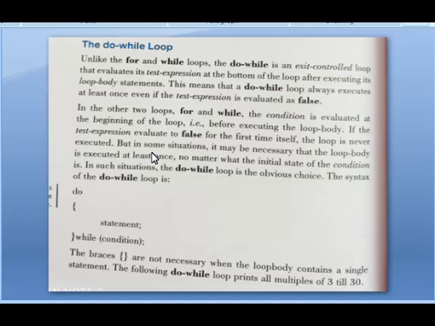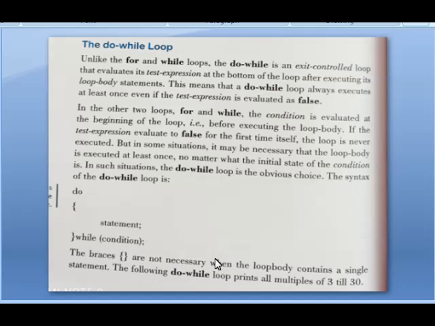for the first time itself, the loop is never executed. But in some situations it may be necessary that the loop body is executed at least once, no matter what the initial state of the condition is. In such conditions, the do while loop is the obvious choice. The syntax of the do while loop is like this: do statements while condition.